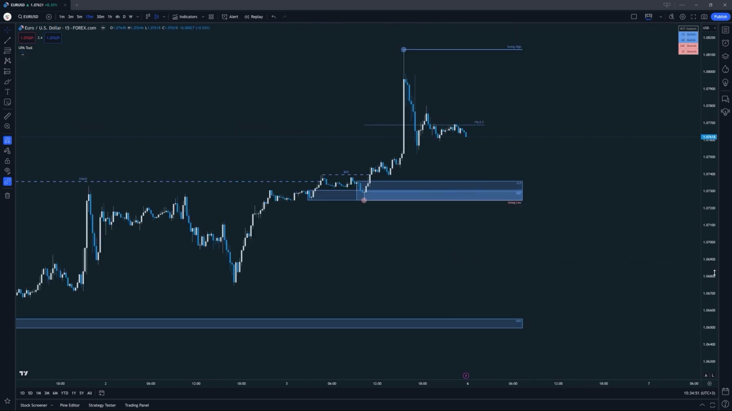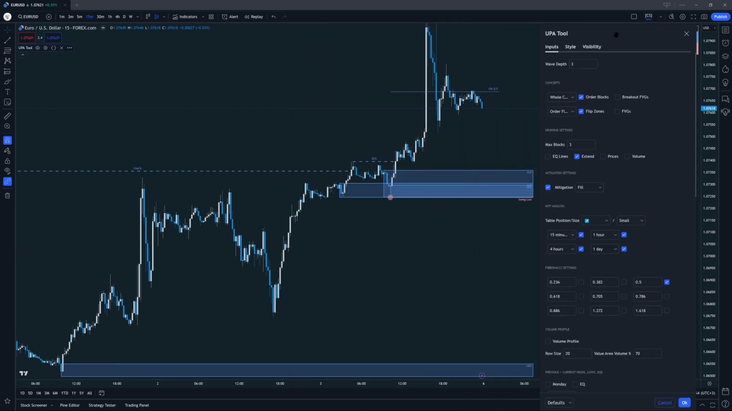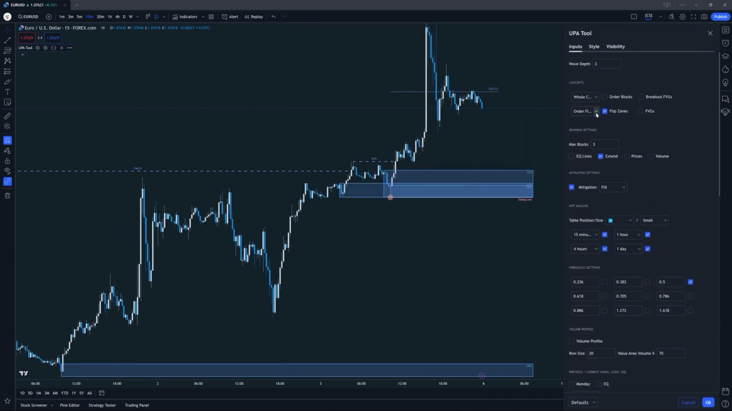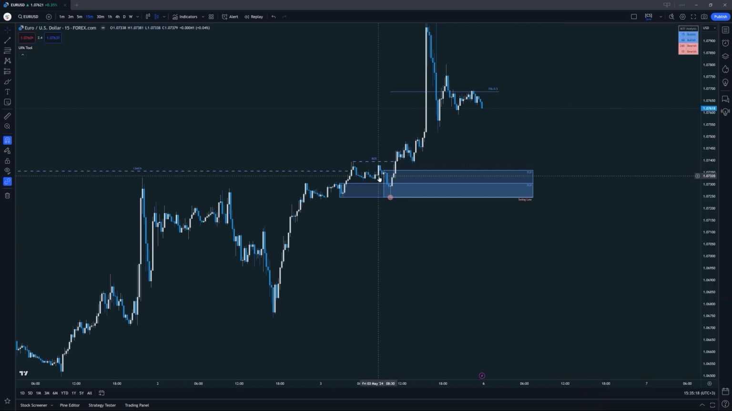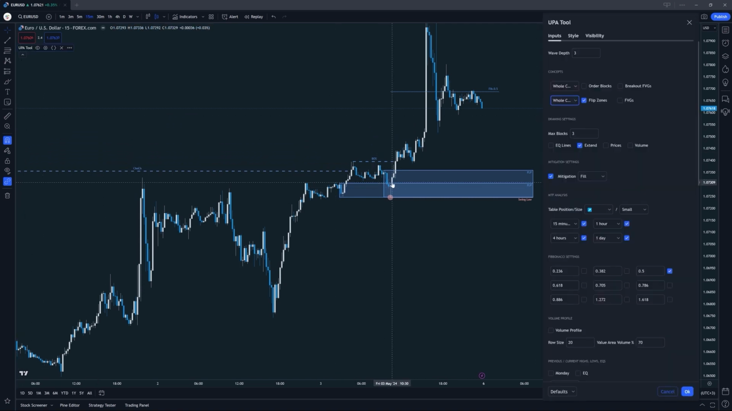When we come to flip zones, we have 3 options there as well. We can make it look better by closing the order block. Yes, there are 2 flip zones here. Here again, similar to the order block options, there are whole candle and wick. In addition to this, we also have an order flow option. If you select order flow, it considers the entire last sales wave when creating the block. If you select whole candle, you will see that only 1 candle is selected.